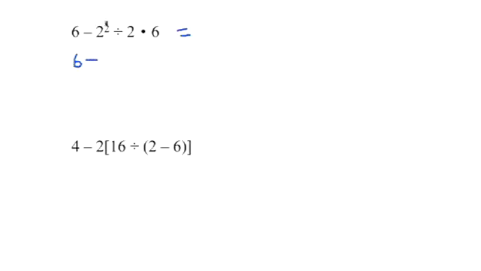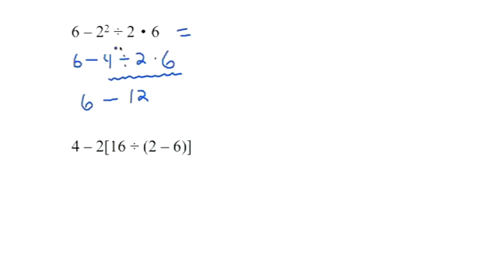2 squared means multiply 2 2's together. 2 times 2 is 4. Everything else copying down. Now, I have a whole bunch of multiplication and division. I need to do all the multiplication and division in order from left to right before I do any addition and subtraction. Notice that going in order from left to right, 4 divided by 2 is 2, times 6 gives me 12. So this is 6 minus 12.